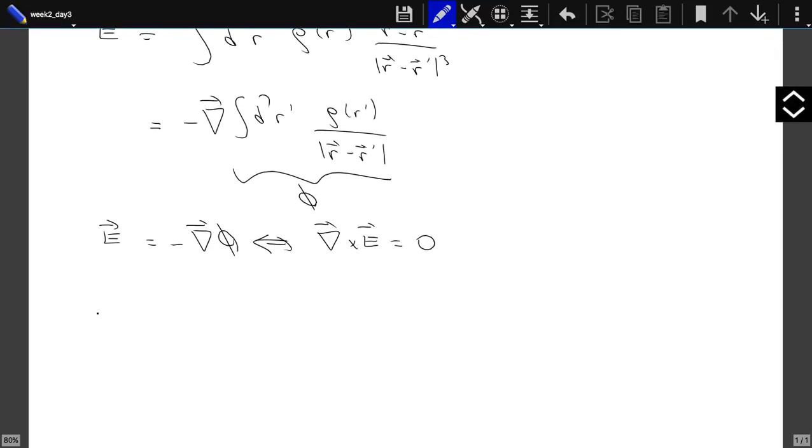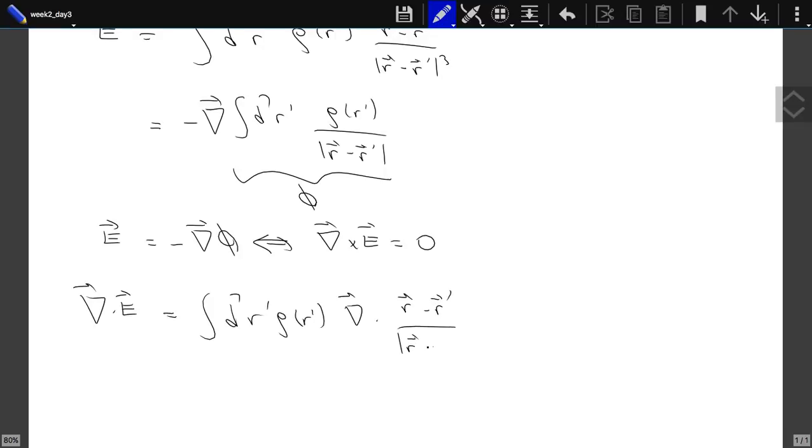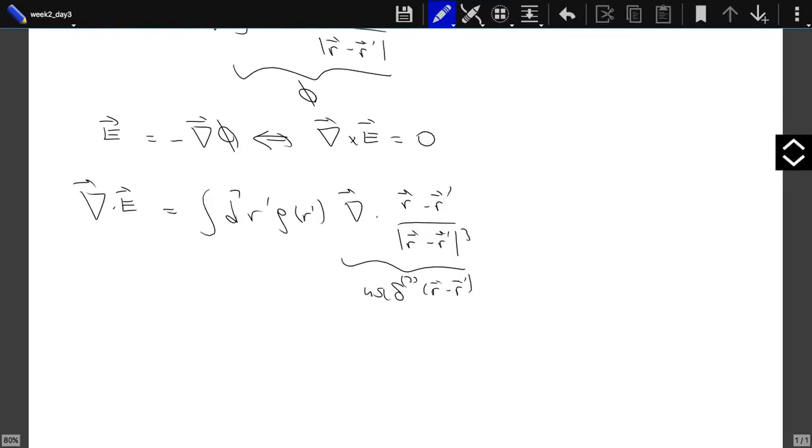Then we looked at the divergence of the electric field, which was the divergence of the integral of d cubed r prime, rho of r prime, times r minus r prime over the magnitude cubed. But this divergence we had already shown last week was equal to 4 pi times the Dirac delta. Hence the divergence of the electric field was equal to 4 pi times the density.